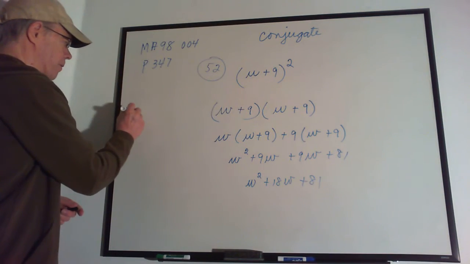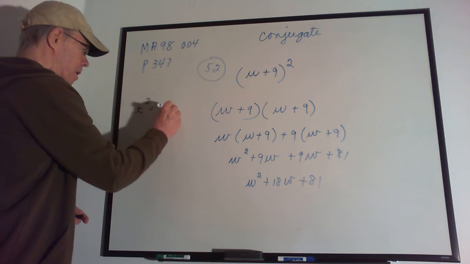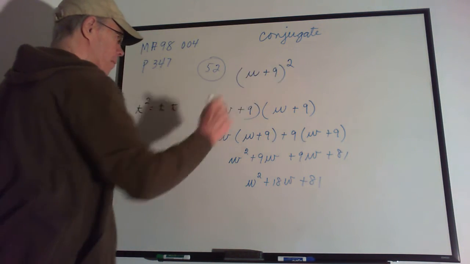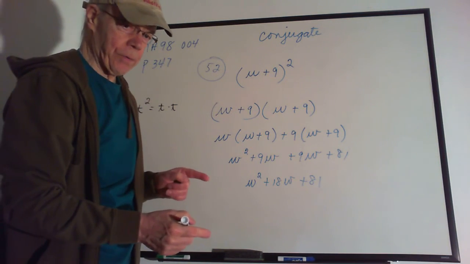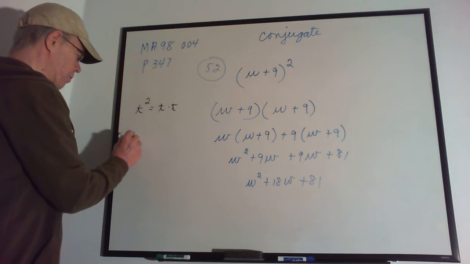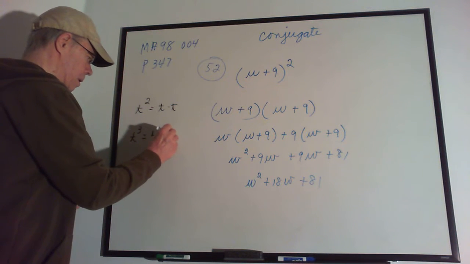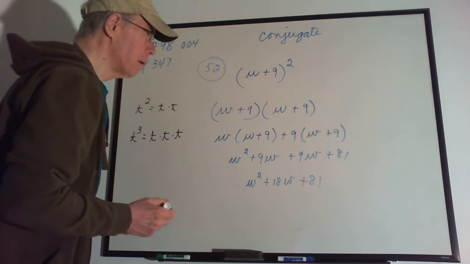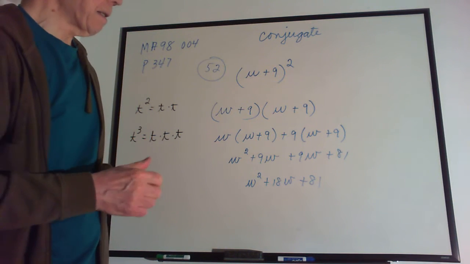This is the same as if I said to you t squared, that means t times t. If this happened to be a 3, it would be W plus 9 times W plus 9 times W plus 9. The same as this would be t times t times t. Again, math is a language. You have to understand it as a language.